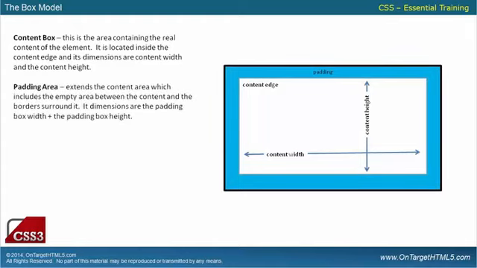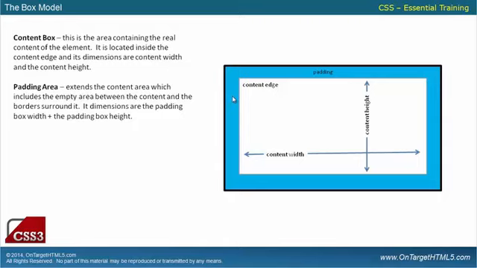And the padding area extends the content area, which includes the empty area between the content and the borders surrounding it. And we'll talk about the borders in a minute. But its dimensions are the padding box width plus the padding box height. So the space that's in between the content edge and the border is the padding area. And we control that, again, using CSS and styling. We can actually set what that is.